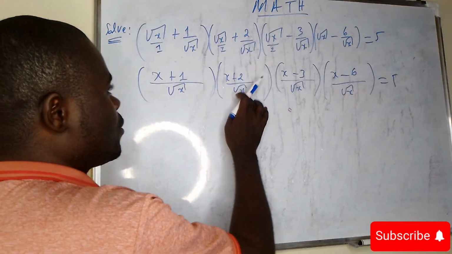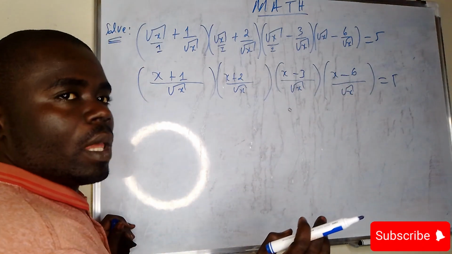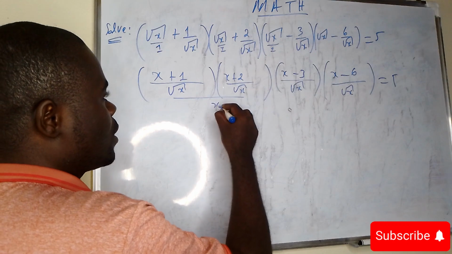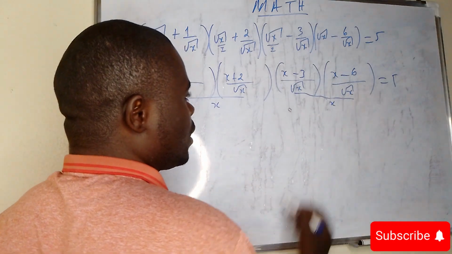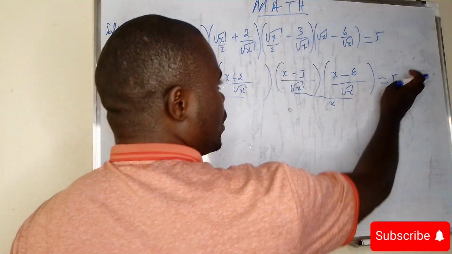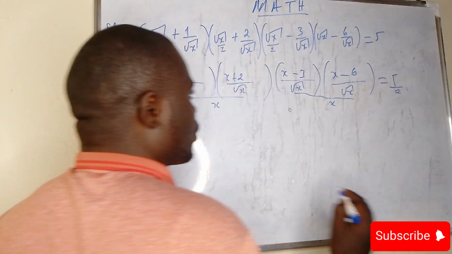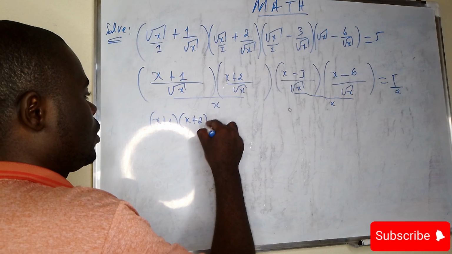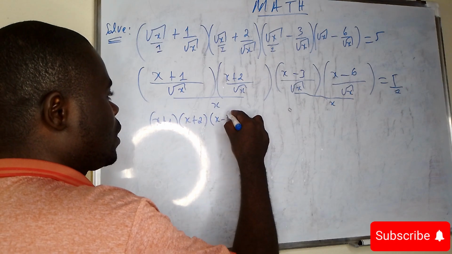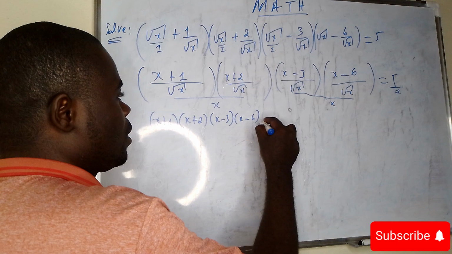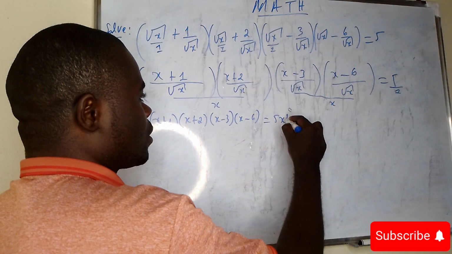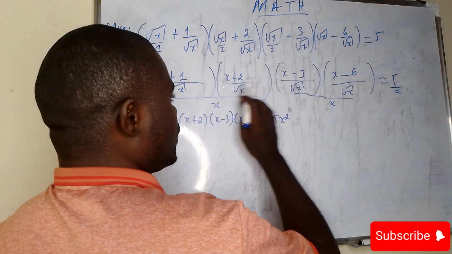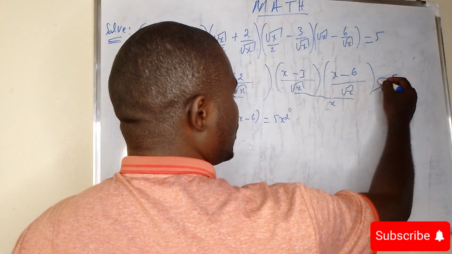Then when we multiply this with this, with this, with this, we get x to the power 2, it is x squared, because this and this is x. This and this is x. And when we multiply, we get x squared, then we multiply here by 1, by cross product. So we get x plus 1 times x plus 2 times x negative 3 times x negative 6, which is equal to 5x squared, by doing a cross product of this x squared.